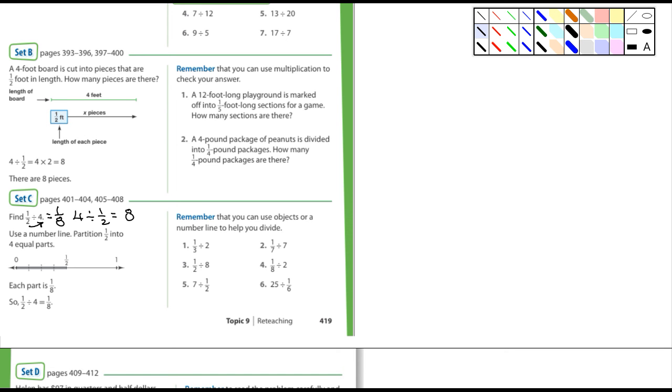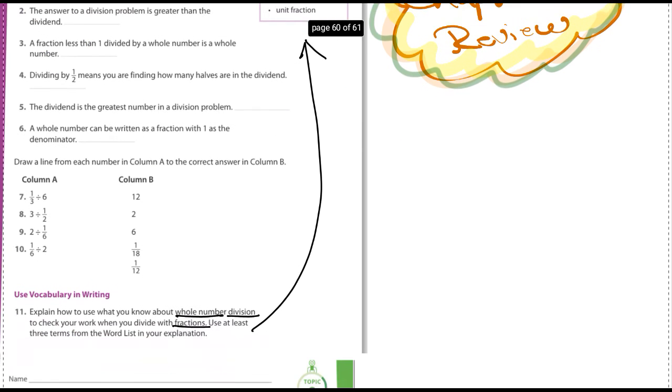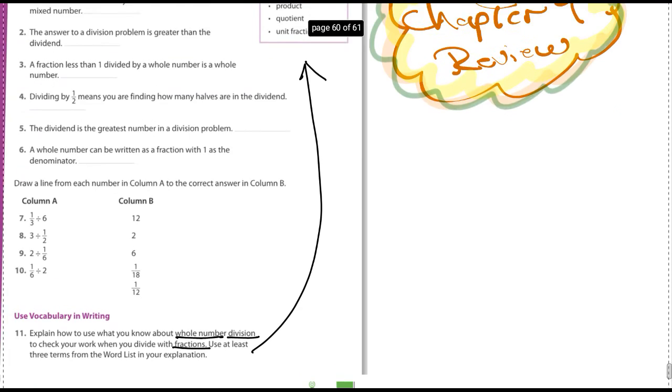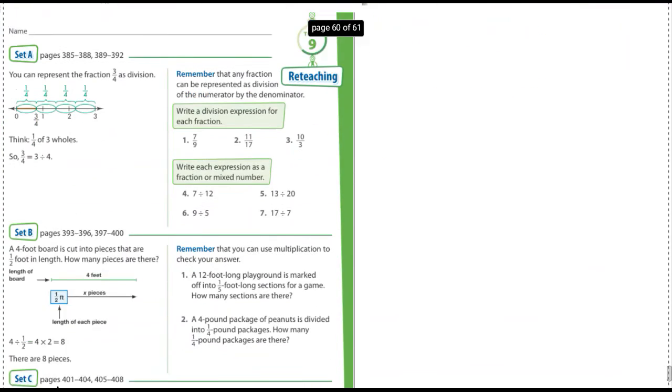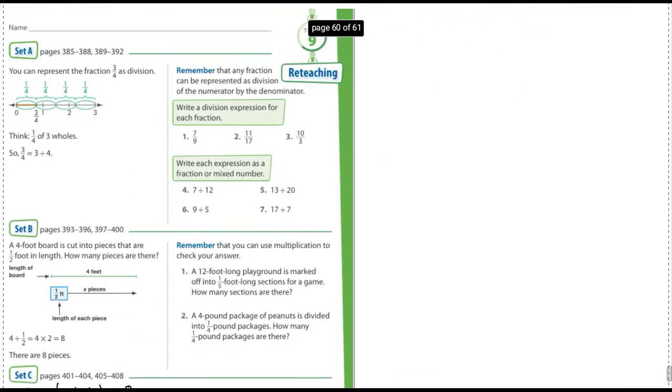And that's it. If you wanted to jump ahead and do the last page of the reteaching, you can. But I'm just looking for tonight, or rather for tomorrow morning, which would be Friday, for you guys to do the vocabulary, and then the first page of the reteaching, which would be set A, B, and C.